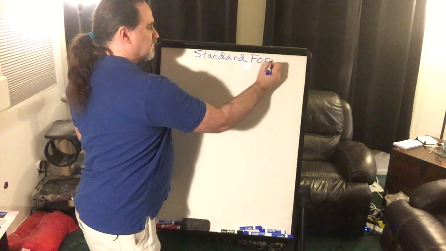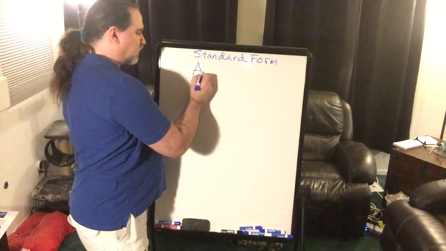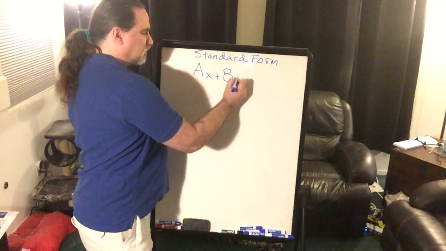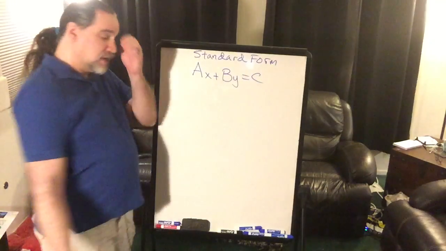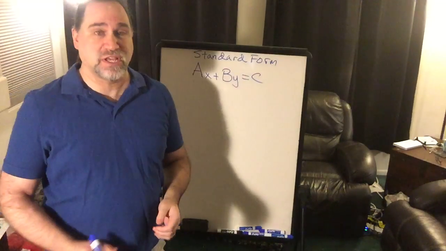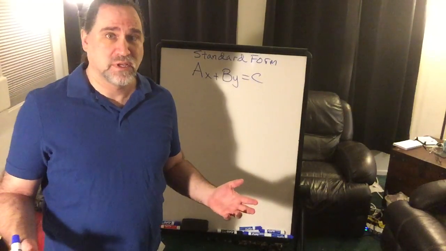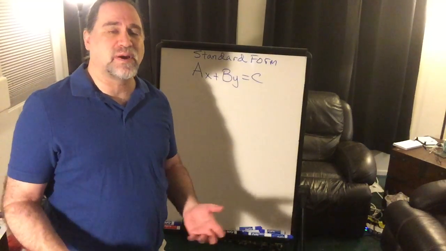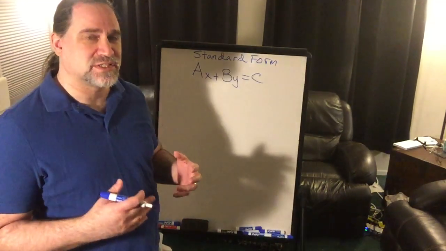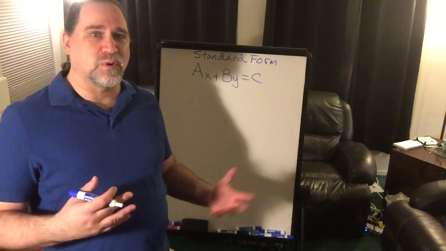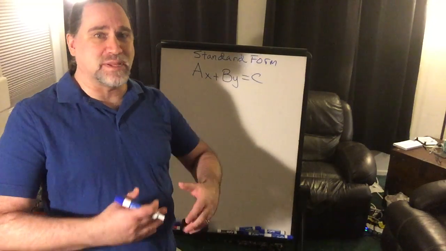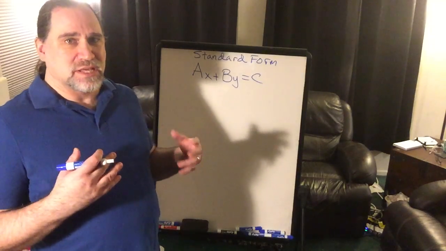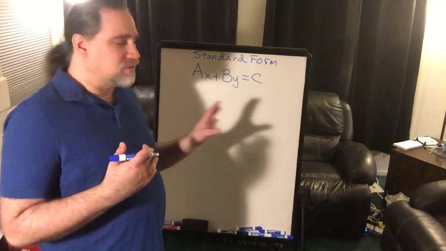Standard form looks like this. Here's the generic version: capital A, x, plus capital B, y, equals capital C. Now what do the capital A, B, and C stand for? Absolutely nothing. They are not representative of anything. They don't tell us anything about how the graph looks. They don't tell us anything about where the intercepts are or any point that is represented. There's really no information connected to this form.